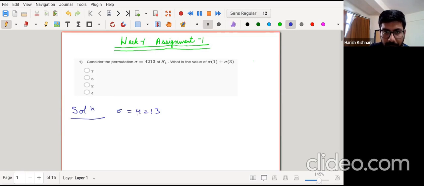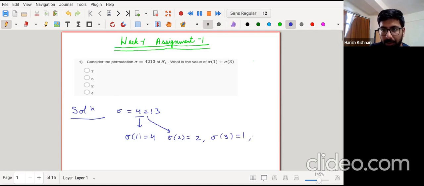At first place you have 4, which means as per the definition, sigma of 1 is 4. At your second place we have 2. So sigma of 2 is 2. Sigma of 3 is 1. You can see at third place it is 1. And sigma of 4 is 3, right?